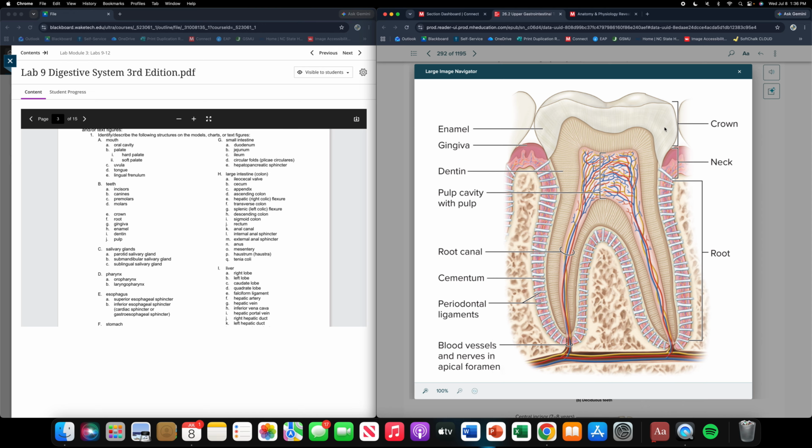That's what you brush, right? You're brushing the crown of the tooth. The crown is also covered in this enamel. This is a bone-like structure that covers the outside of the tooth. And the enamel is protecting the dentin.